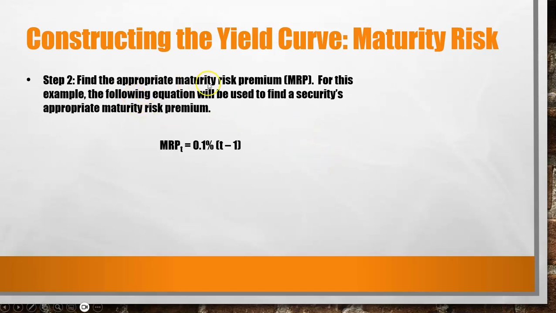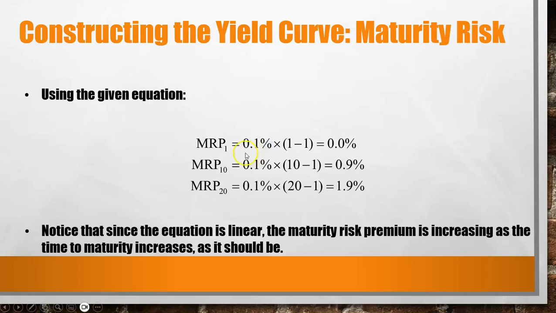Maturity risk. Find the appropriate maturity risk premium. For this example, the following equation will be used to find a security's appropriate maturity risk premium. So MRP equals 0.1 times t minus 1. For 1 year, 0.1 times 1 minus 1 is 0. 0.1 times 10 minus 1 is 0.9. So as we go up in years, you can see the maturity risk premium goes up.